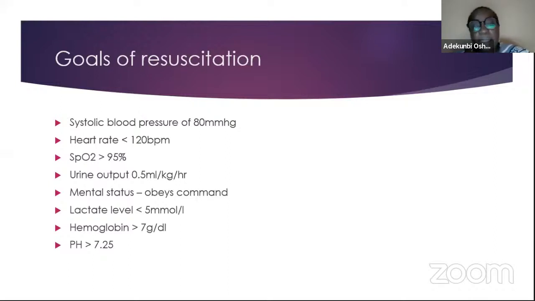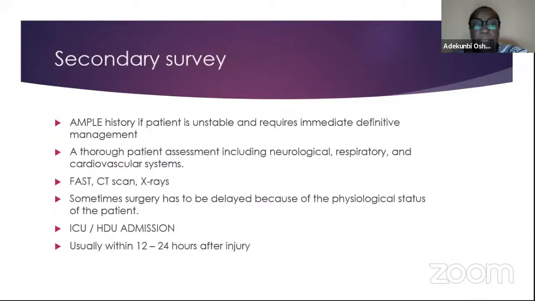You want to make sure the lactate level is less than 5 millimoles per liter. Then hemoglobin, maintaining it greater than 7 grams per dl, and pH greater than 7.25. Remember that these patients have what we call three lethal factors that give them an increased risk of mortality and morbidity, including acidosis, hypothermia, and coagulopathy.